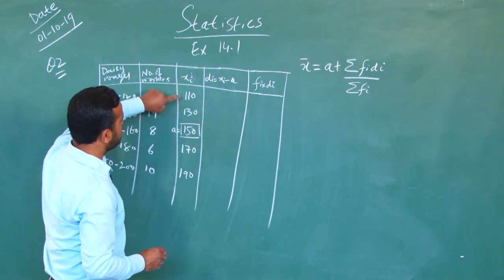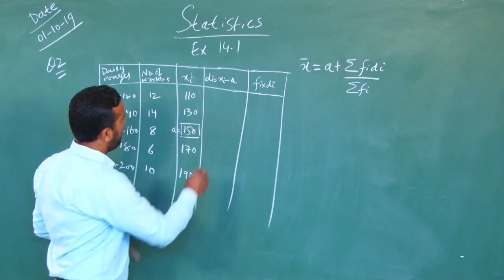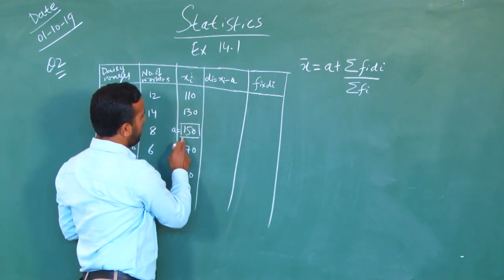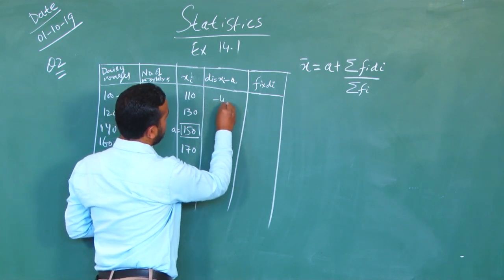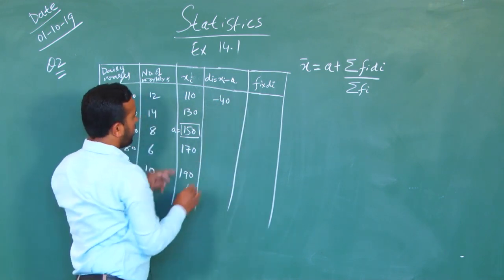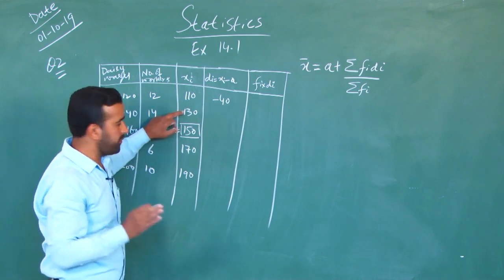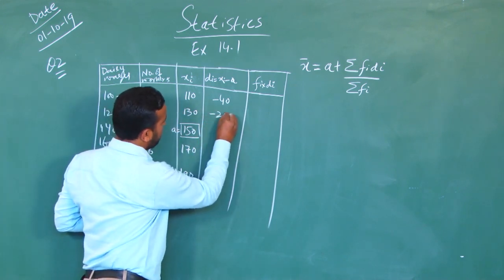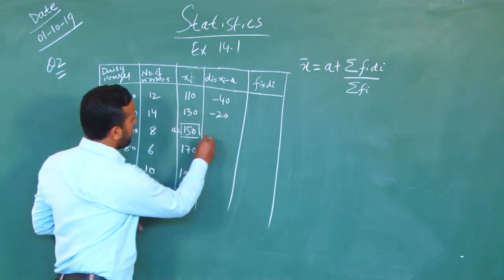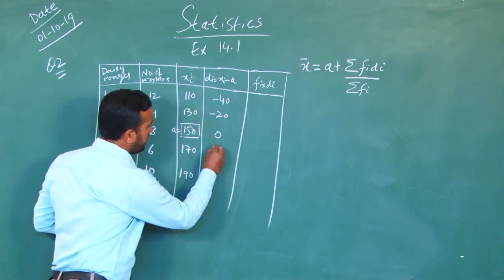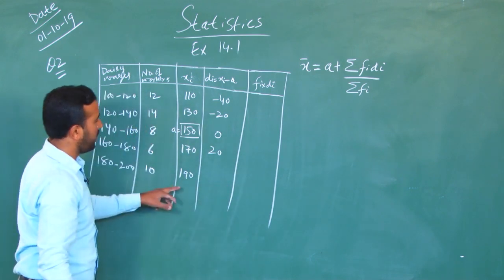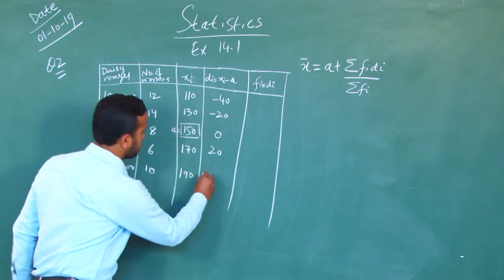What are the xi values? The first one is 110. 110 minus A, which is 150, so 110 minus 150 will give us minus 40. Again, 130 minus 150 will give us minus 20. 150 minus 150 will give us 0. 170 minus 150 is equal to 20. 190 minus 150 will give us 40.